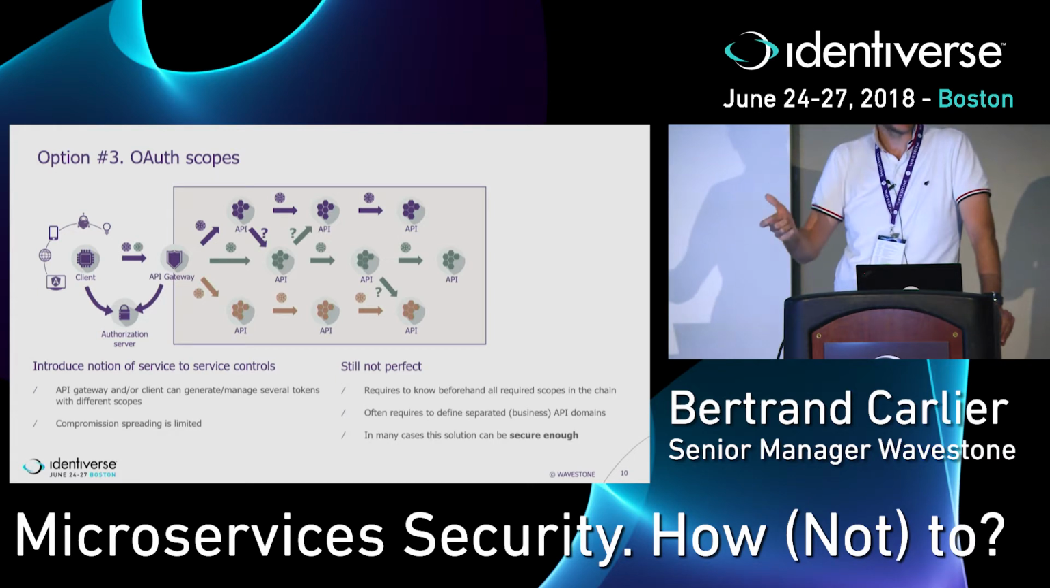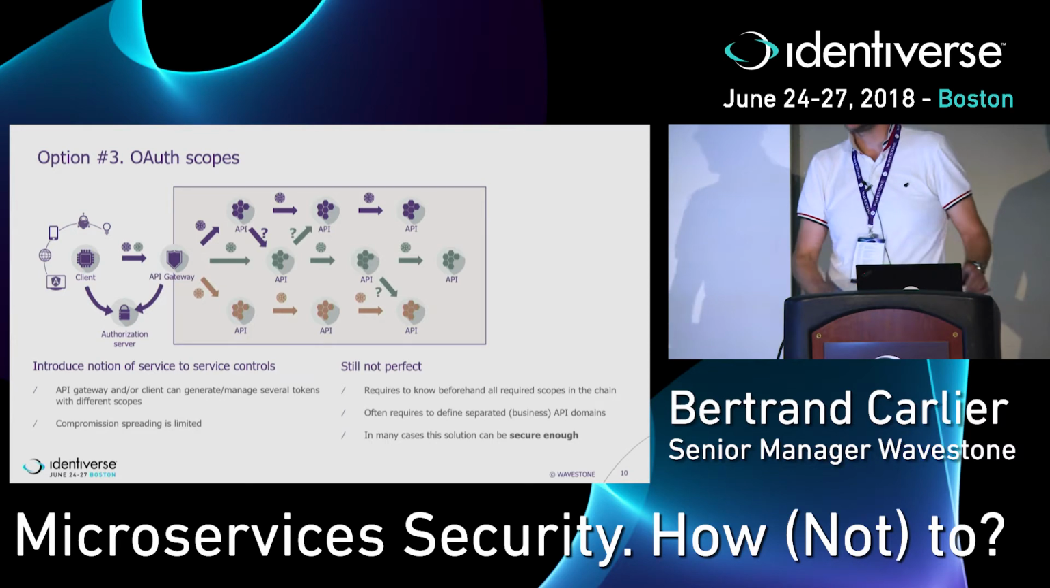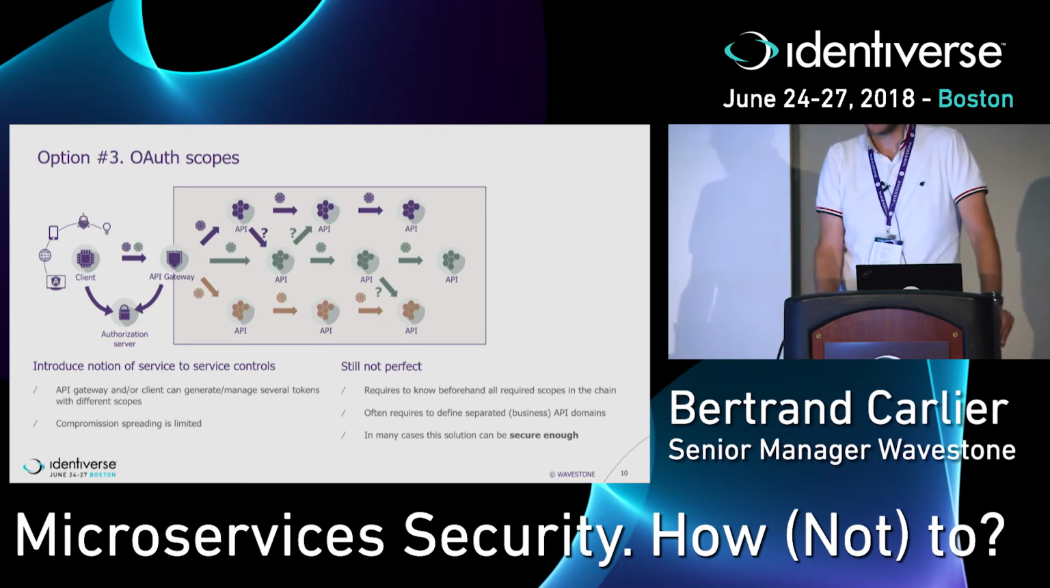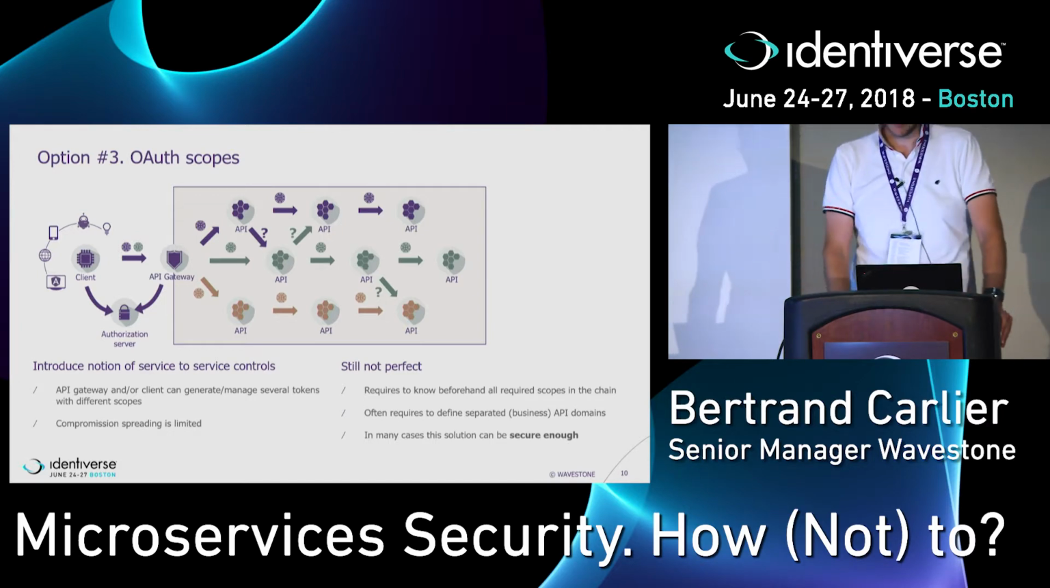This often requires your design people to define business domains for the APIs so that any chain is self-sustainable. But in many cases, in many contexts, this is secure enough actually. Propagating a token and making sure scopes are enforced and well managed, that can be secure enough. So keep in mind, this is something important.